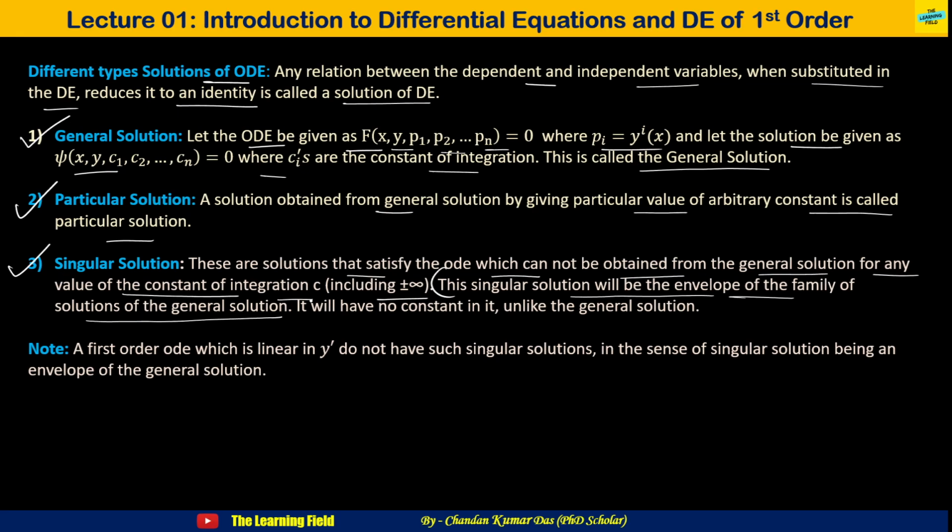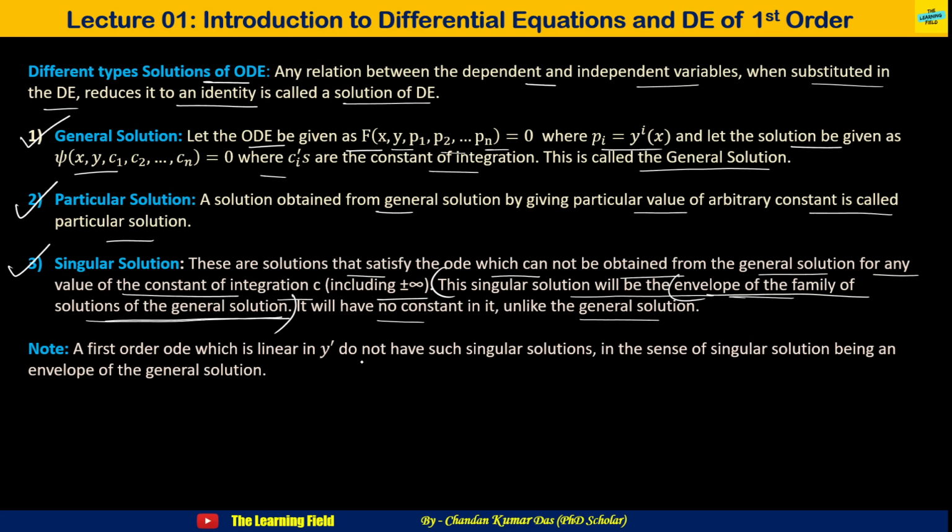See, this line is most important and you need to understand it. The singular solution will be the envelope of the family of solutions of the general solution. Suppose for the general solution you get a family of curves. The envelope of that family of curves is the singular solution. So it will have no constant in it, unlike the general solution.